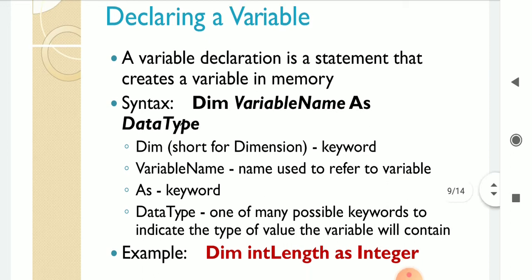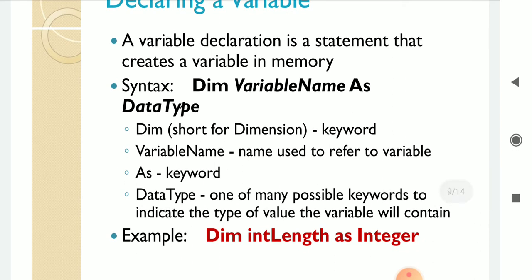So as for example, it is given: Dim intLength as Integer. Dim is for dimension. You have to use Dim; you cannot use the full word dimension. Dim variable name is what? intLength. As is a keyword, Integer is a data type. So it is very simple. Dim variable name as data type.